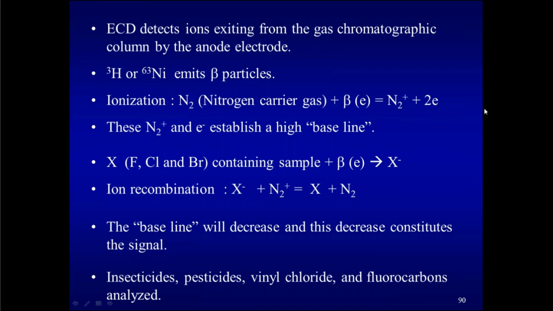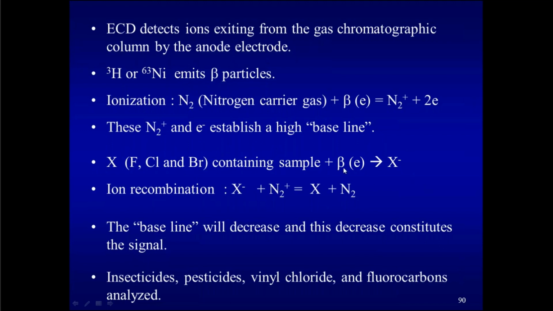It will get attracted very fast towards the anode. So these electrons move towards the anode, nitrogen cation moves towards the cathode. This will give you a high current and hence a high baseline in the chromatogram.